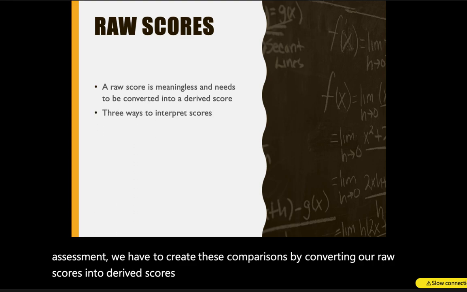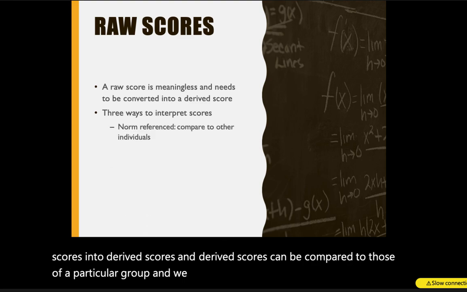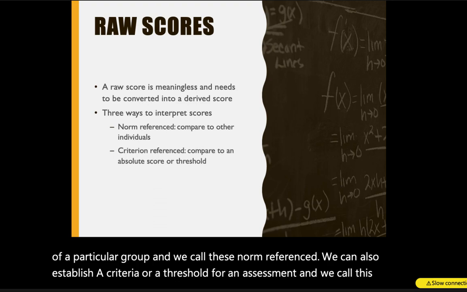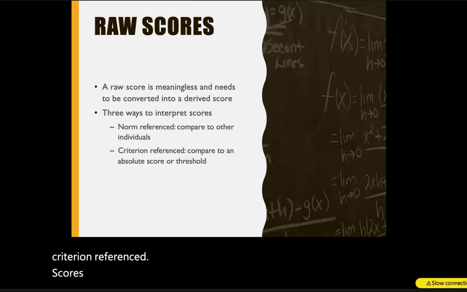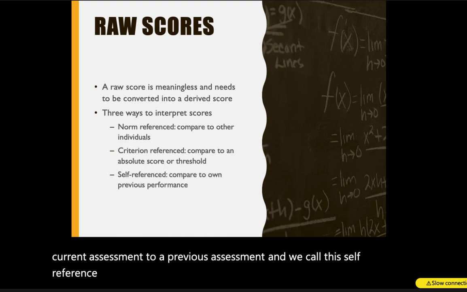And derived scores can be compared to those of a particular group, and we call these norm referenced. We can also establish a criteria or a threshold for an assessment, and we call this criterion referenced scores. Or we can compare someone's individual performance on their current assessment to a previous assessment. And we call this self-referenced performance or derived scores. So here are some examples to help break this down.